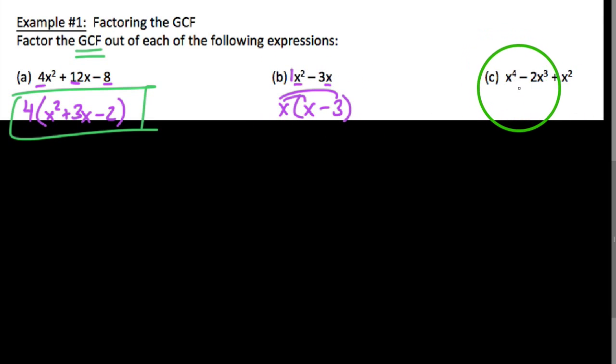And then this very last one here, I look through this and I say, well, coefficient-wise, the greatest factor that they have numerically is 1. But variable-wise, they each have 2 x's to give. So we could factor out an x squared and say that what's left is, well, x to the 4th, removing 2 x's, is x to the 2nd. We have 2 left. Then we have negative 2x to the 3rd. If we took 2 of those x's out, that would be just negative 2x to the 1st.